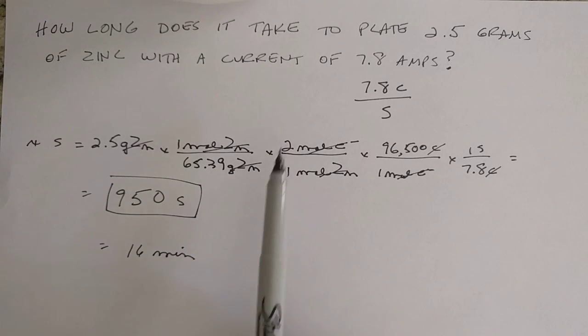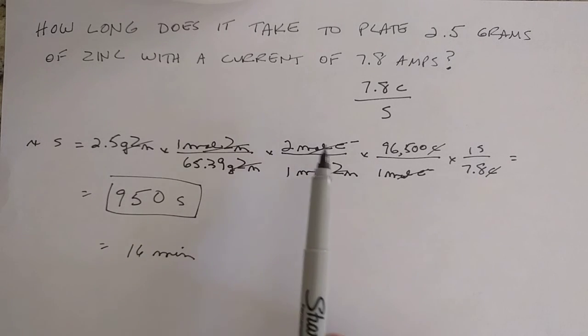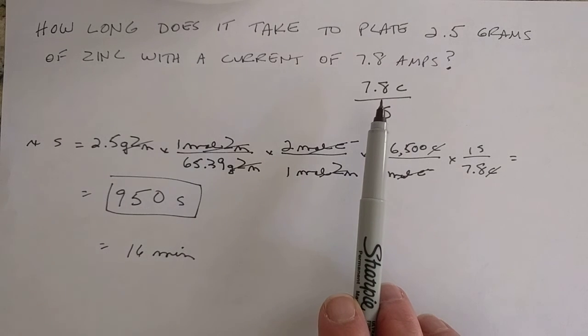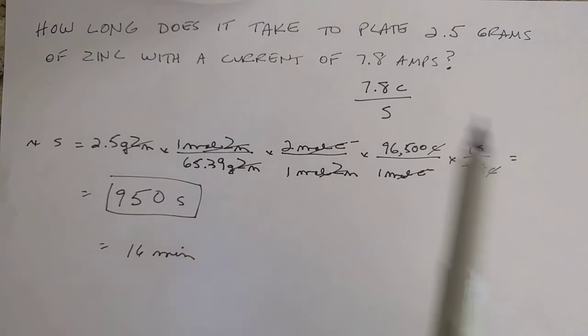All right, so don't forget your moles of electrons. You get that from your reduction half reaction. Faraday's constant, change amps to coulombs per second. And if you have volts anywhere, change that to joules per coulomb. And that's it.